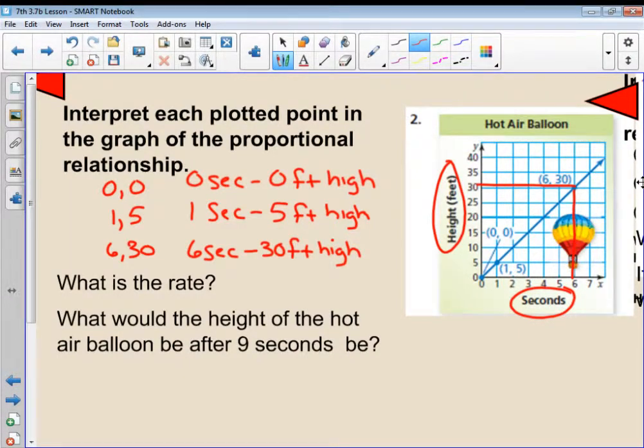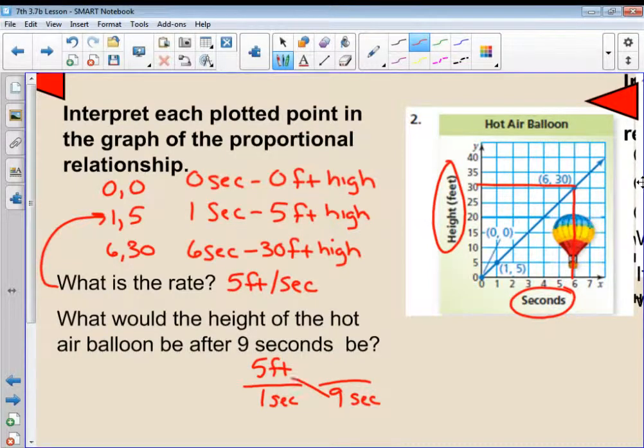Okay, so now what is the rate? So my rate, I'm just going to pull from right here. My rate is 5 feet per second. And I know that's reversing it. Remember, rate is always your slope or your rise over your run. So that's where you're putting your y over your x. What would the height of the hot air balloon be after 9 seconds? So if I use my 5 feet per 1 second, and we want to know after 9 seconds, matching labels, cross multiply, 9 times 5 would give me 45 feet high.